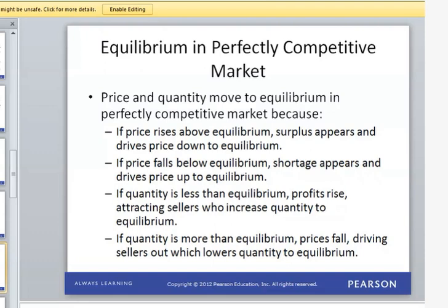Okay, and this one already discussed how it works, right? How the supply and demand curve work, right? And here we're talking about the equilibrium. You can read this one.